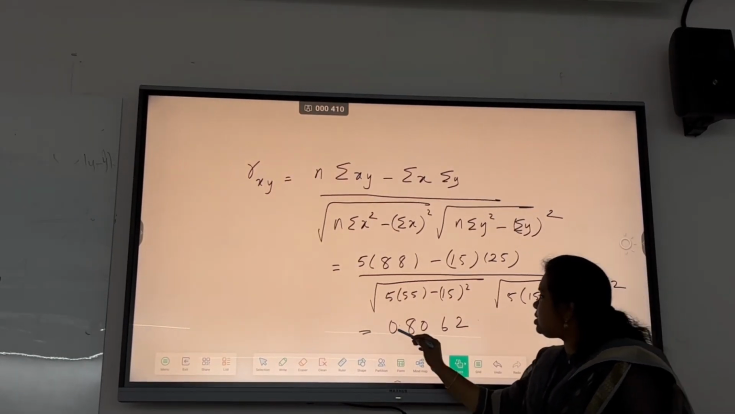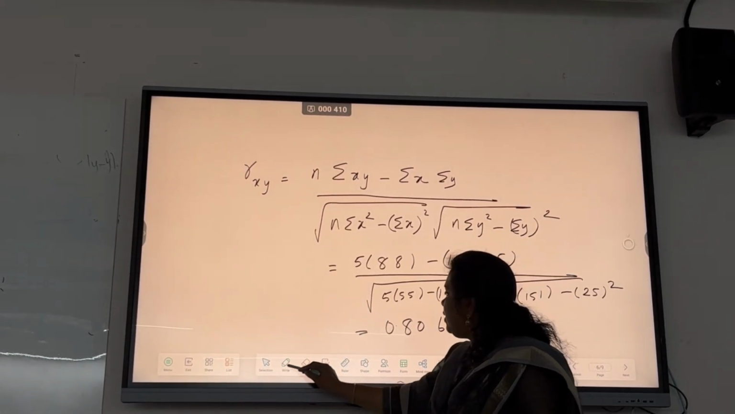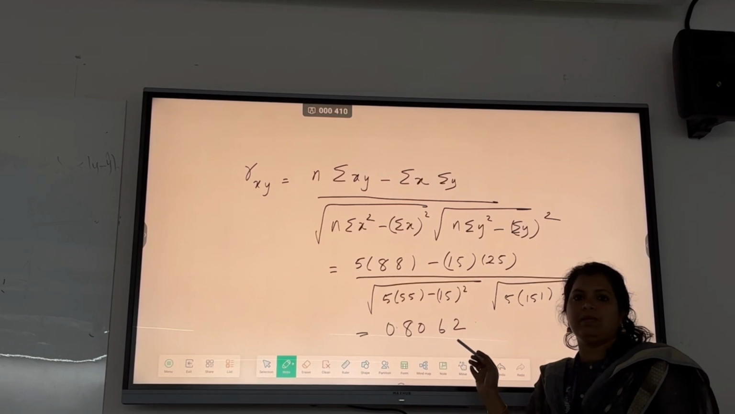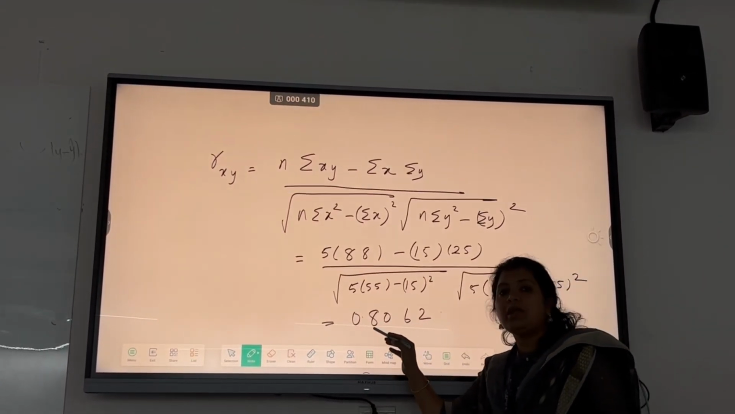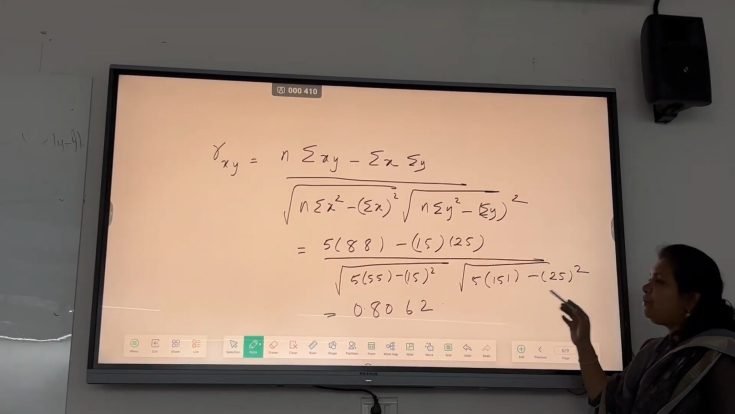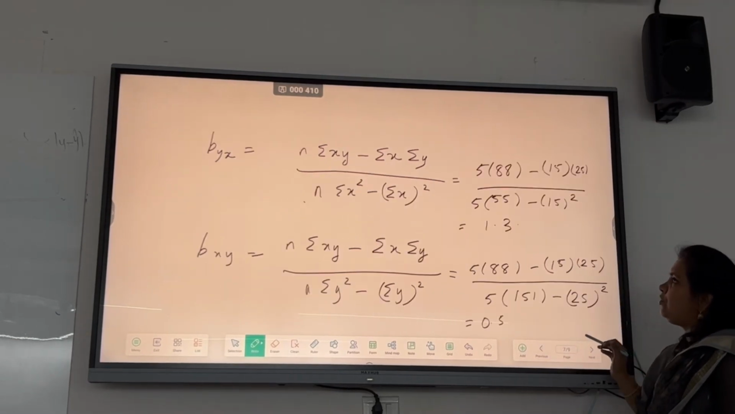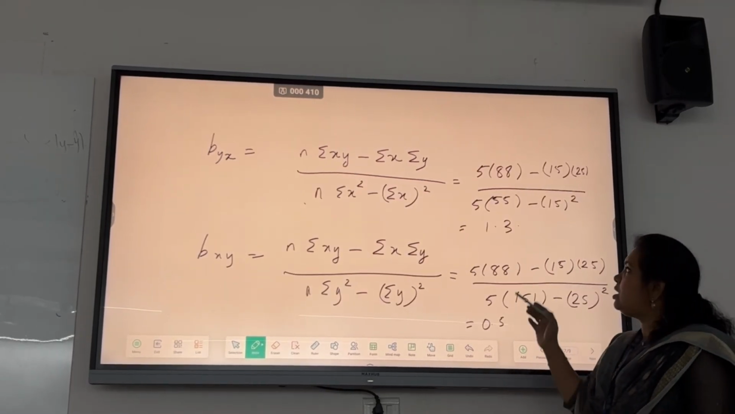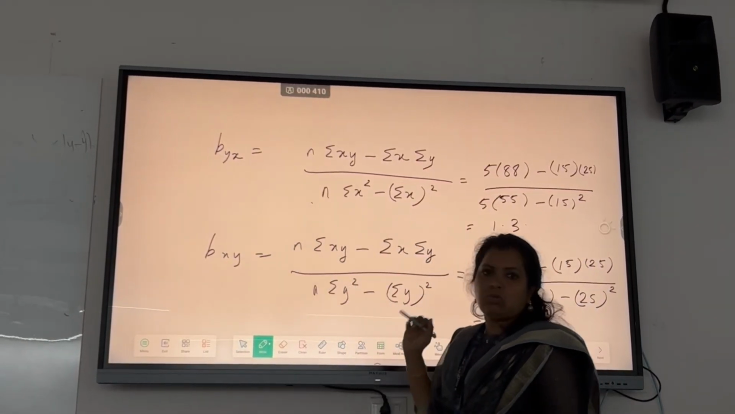So what is the speciality in this answer is, it should lie between the values minus 1 and 1. You have to be very clear that you should not get more than 1. That is very important. Okay. And after finding the correlation coefficient, next we are going to find out the regression lines. For that we need byx and bxy.